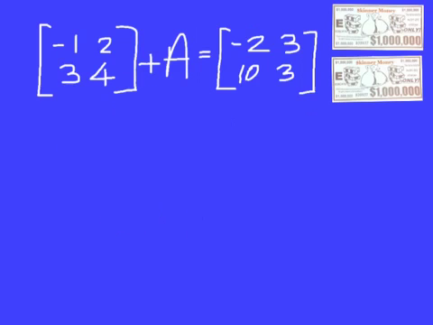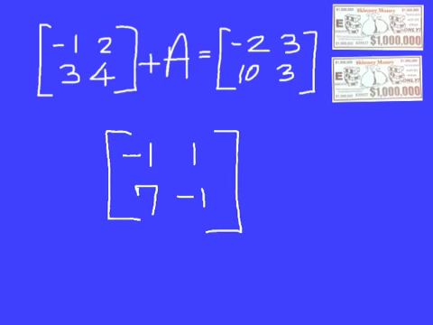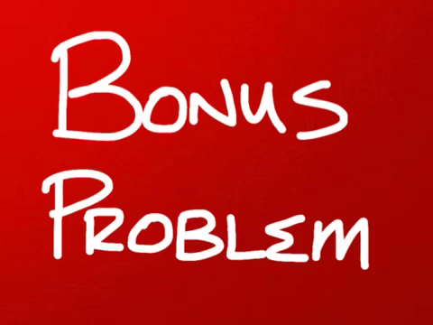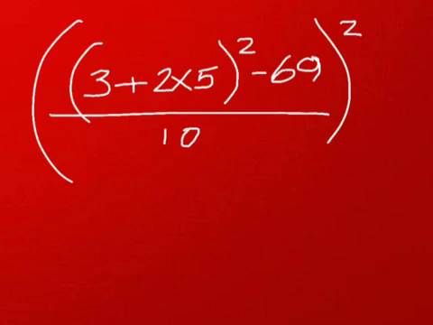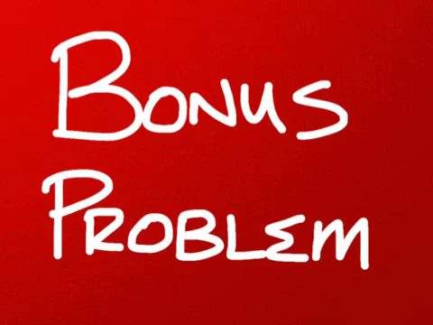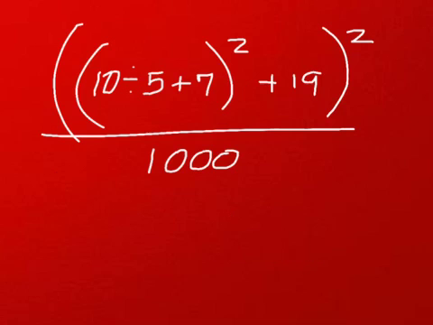Practice problem number 1. Solution on the practice problem should be negative 1, 1, 7, negative 1. The bonus problem goes to the first 10 people. Answer is 100. Bonus problem, it goes to the first 10. Answer on this is 10. Practice problem number 2 looks a little different.